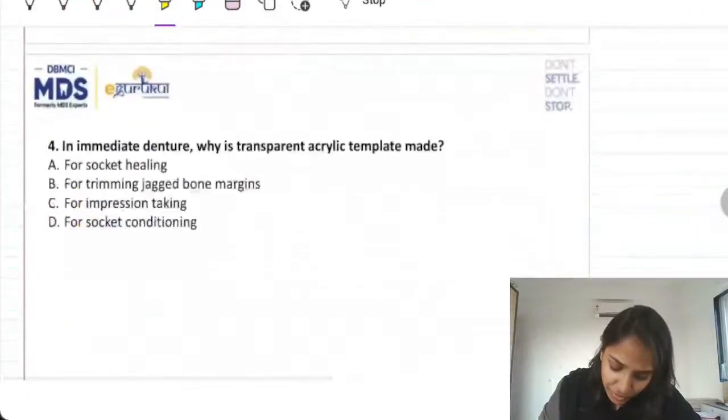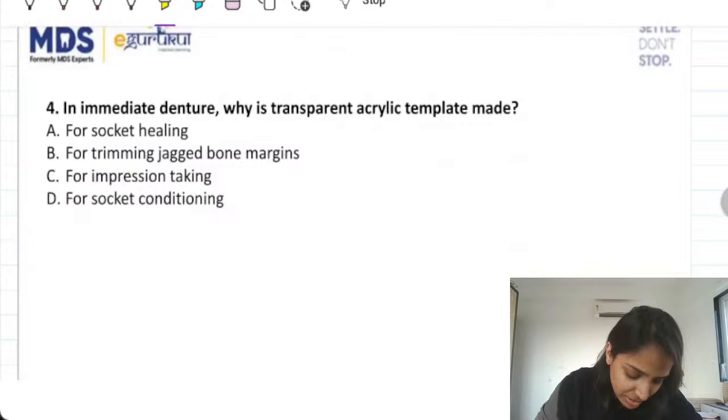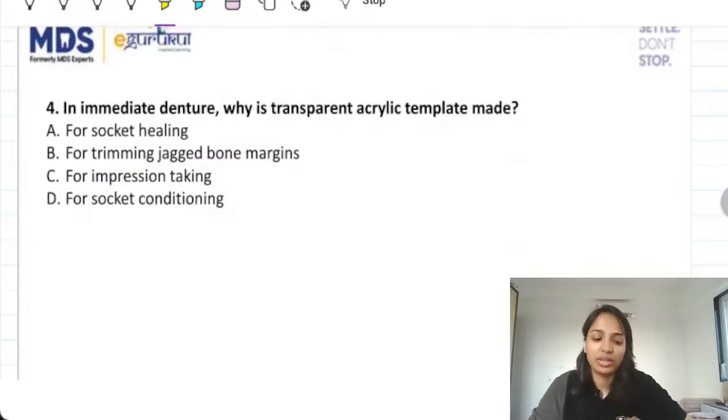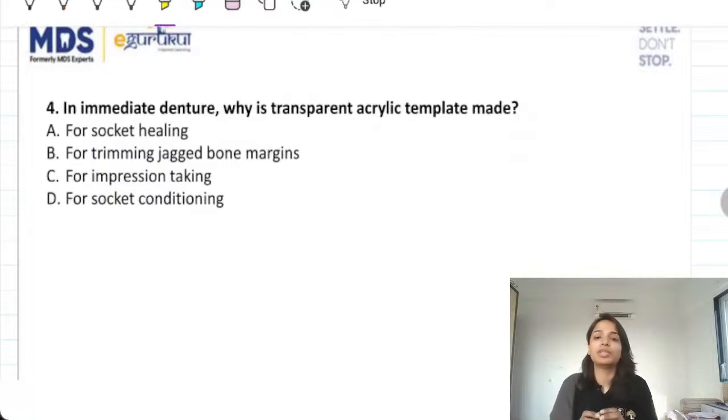Now, question number 4. For an immediate denture, why is the transparent acrylic template made? Is it for socket healing? Is it for trimming the jagged bone margins? Is it for impression making or for socket conditioning? Anyone, what should be the answer? Okay, so we have a query from one of our students asking about the previous question. Let us first take up that before solving the new MCQ.